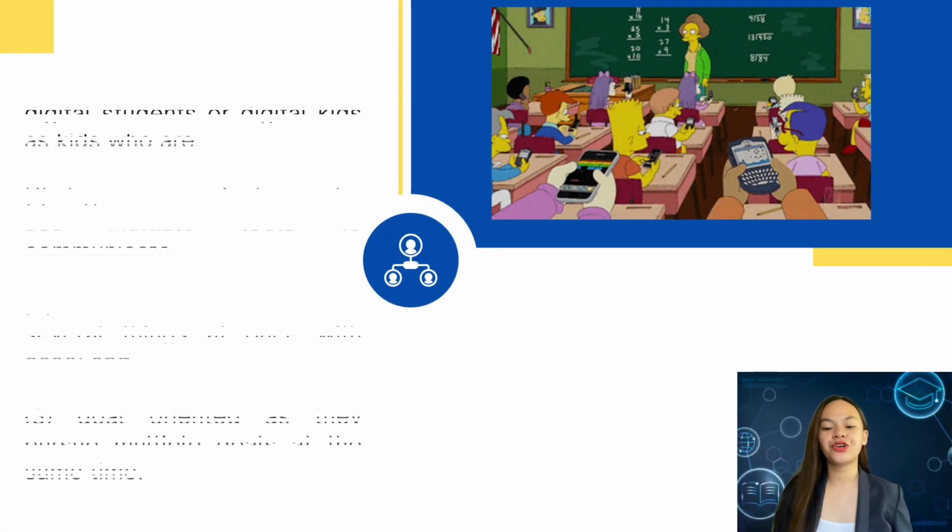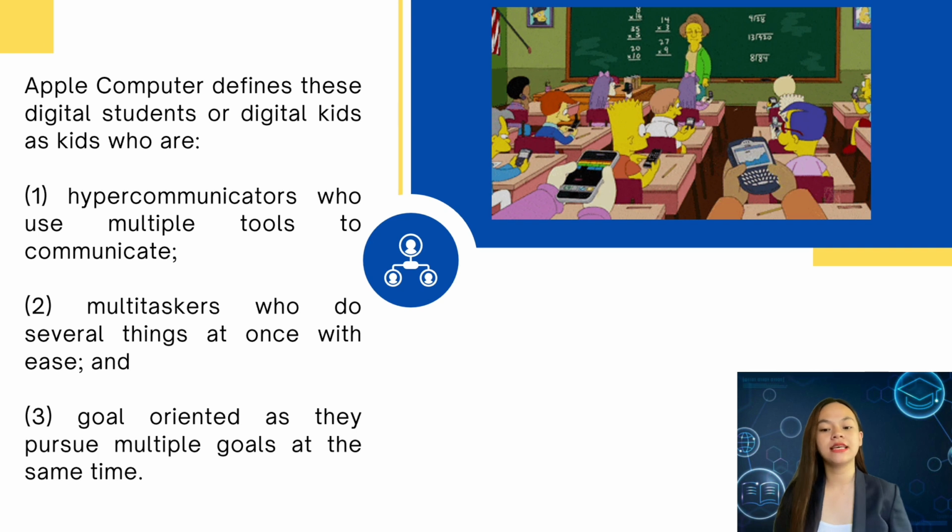So, Apple Computer defines these digital students or digital kids as, first, hypercommunicators who use multiple tools to communicate. Since so many digital technologies have arisen, students become hypercommunicators, wherein they can multitask and use multiple tools while communicating. These tools include Messenger, chat, Telegram, Instagram, TikTok, or other ways they communicate with their peers. Second, multitaskers who do several things at once with ease. So they became multitaskers.